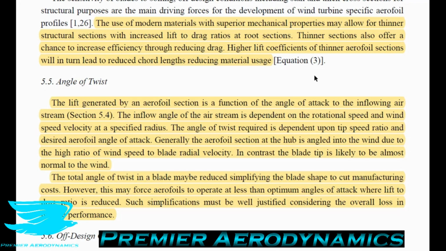Alternatively, in contrast, the blade tip is likely to be almost normal to the wind, and that's because it's rotating so quickly. You don't need it to be angled to the wind as you would typically expect, because the actual velocity that the blade is seeing at this point is very different.